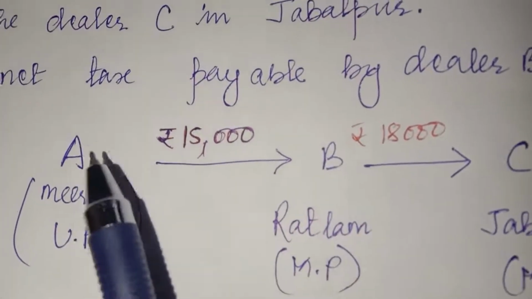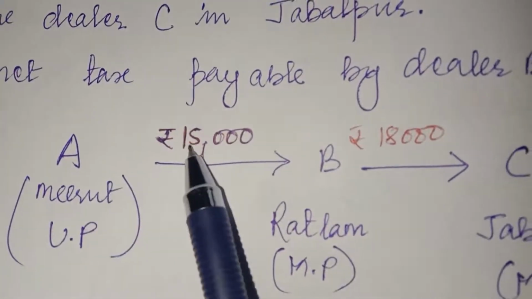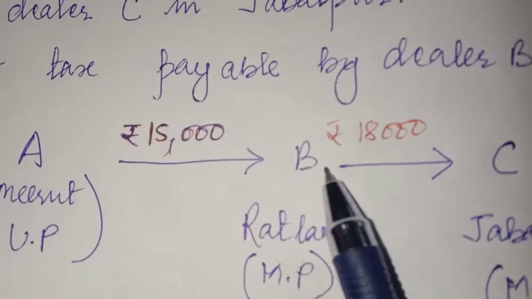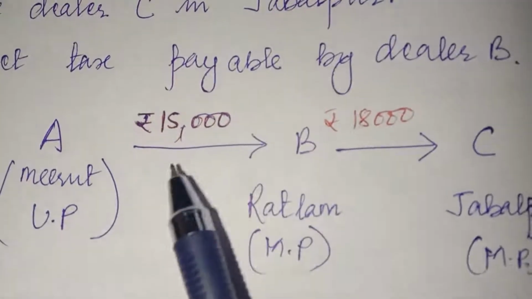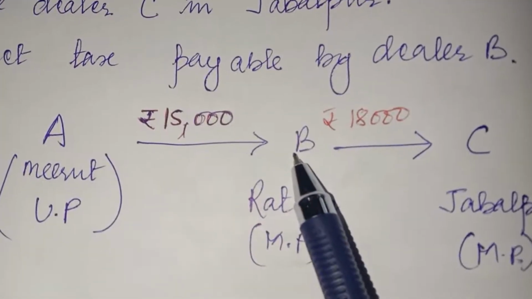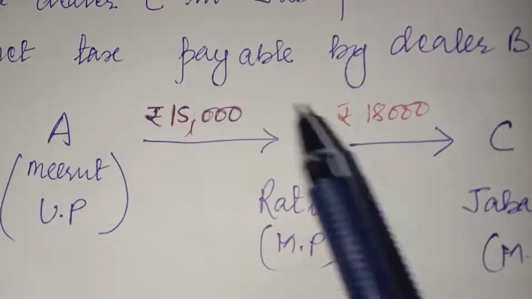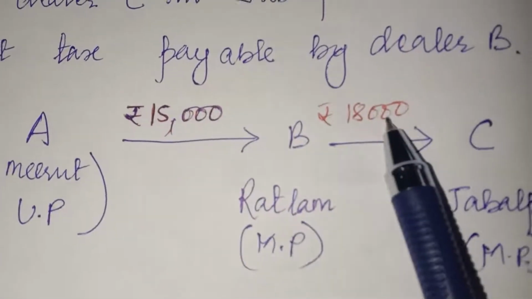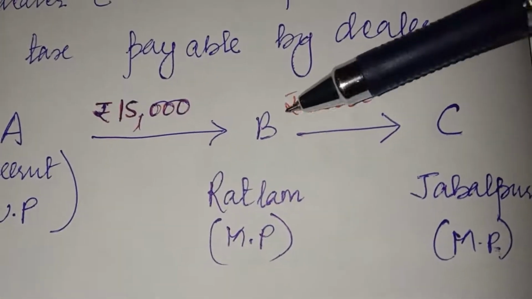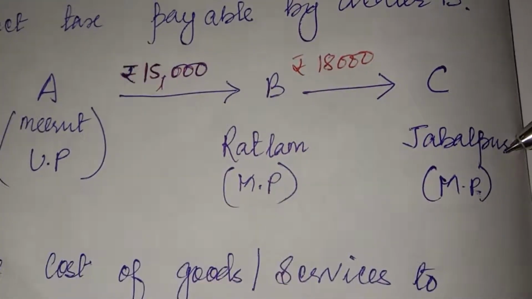So A, okay, selling price for A is 15,000 because he is selling at the price of 15,000. Now B, okay. Now after buying that goods or services from A, B is keeping a profit of rupees 3,000. So 15,000 plus 3,000, 18,000. So at the price of 18,000, he is selling that goods or services to C, which is in Jabalpur.